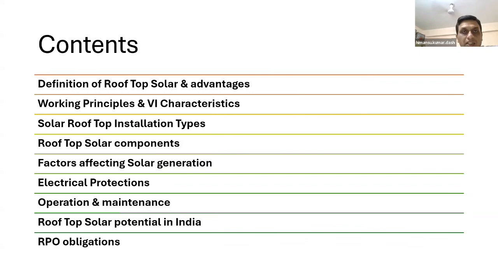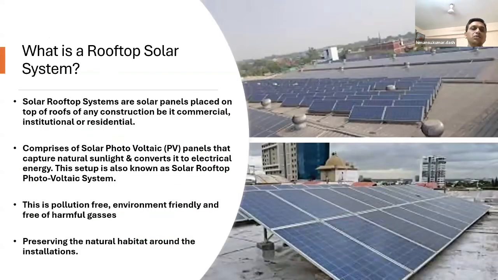Going ahead with the presentation, first, what is a rooftop solar system? A rooftop solar system is an array of solar panels. As the name says, it can be placed on the roof of a commercial institution or residential building. This is a natural way of harnessing energy from natural sunlight. That's why it's a renewable energy, and we will go through the renewable energy concept in further slides.